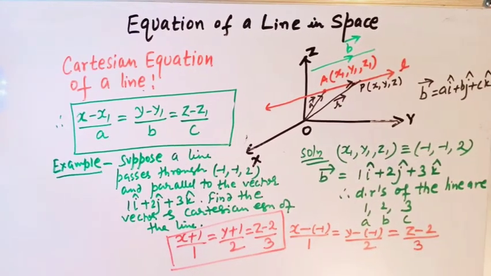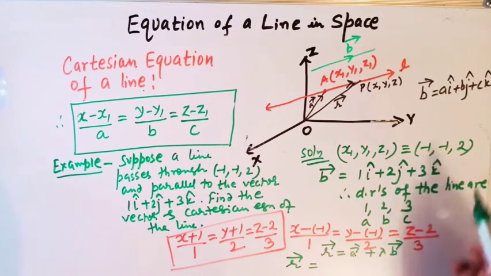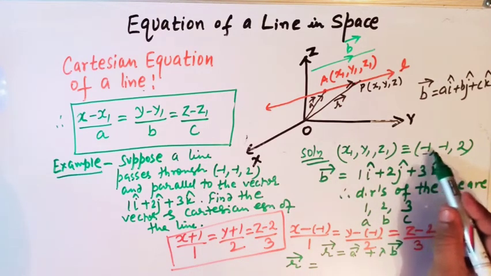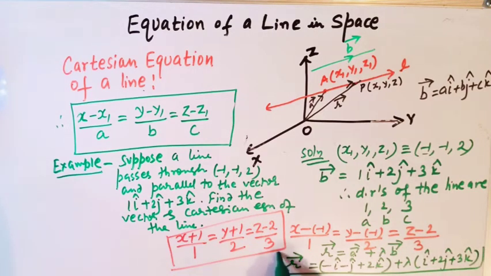Now we have to find the vector equation. The vector equation can be determined by this equation, a plus lambda b vector. So here we have vector r, and vector a can be written using this point. So we have i cap minus j cap plus 2k cap plus lambda times vector b, which is i cap plus 2j cap plus 3k cap. So this is the vector equation of the line.